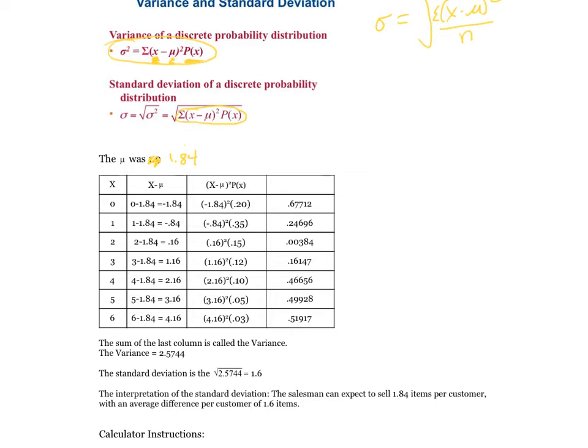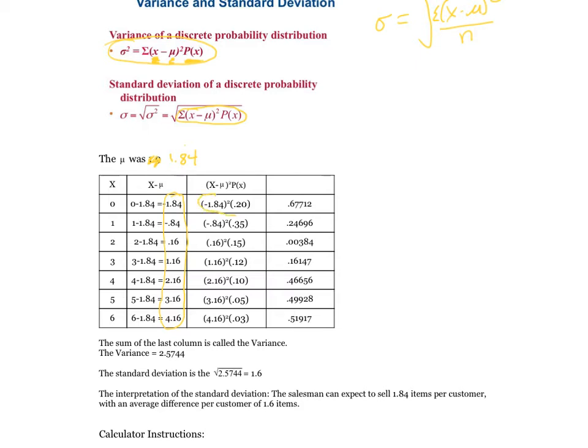So I would take each x and subtract 1.84, the mean, from them. So I did that in the second column, and these are my values. Some are positive, some are negative. So I square all of those, and I also multiply by the probability of each of them happening. Again, I took those probabilities right off the table above.